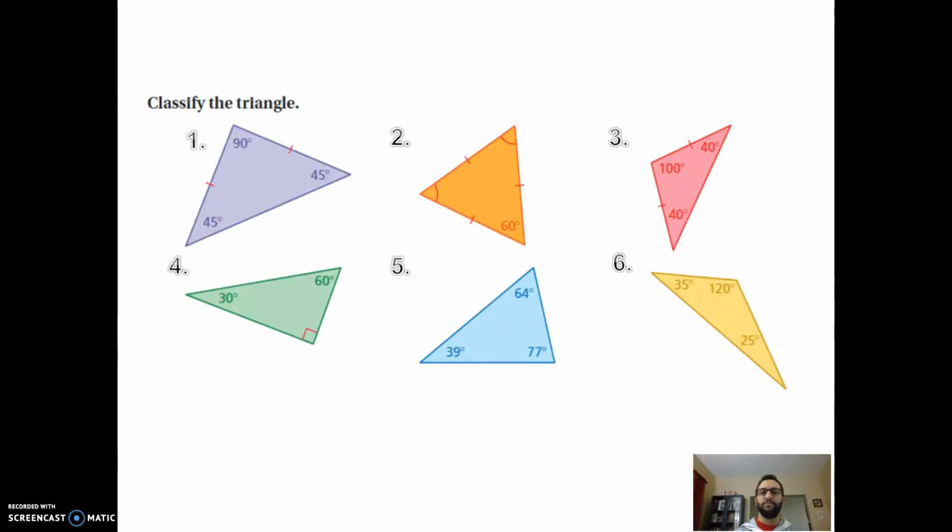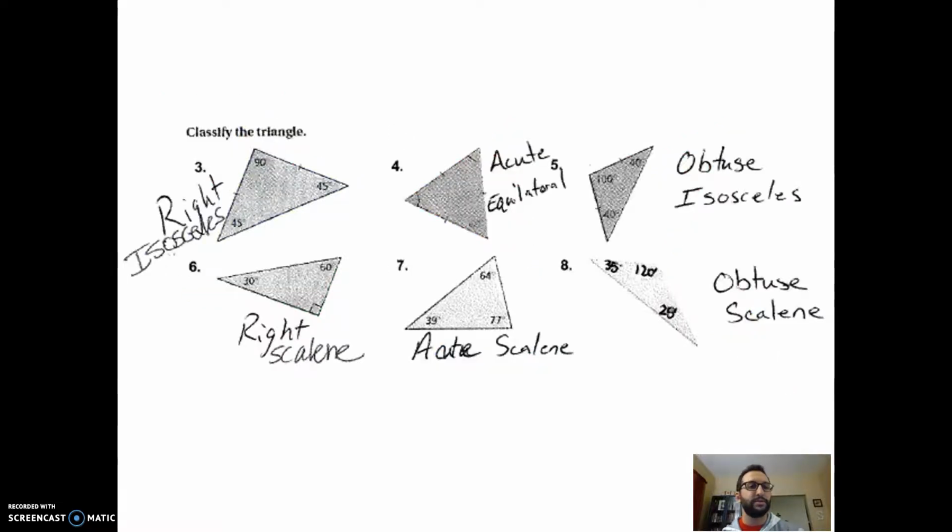Okay, all right, so hopefully you paused the video. And this is the answer key to those. Right isosceles, acute equilateral. Notice equiangular is a name for this, but it's not how we classify it. We classify it as an acute triangle by its angles and equilateral by its sides.